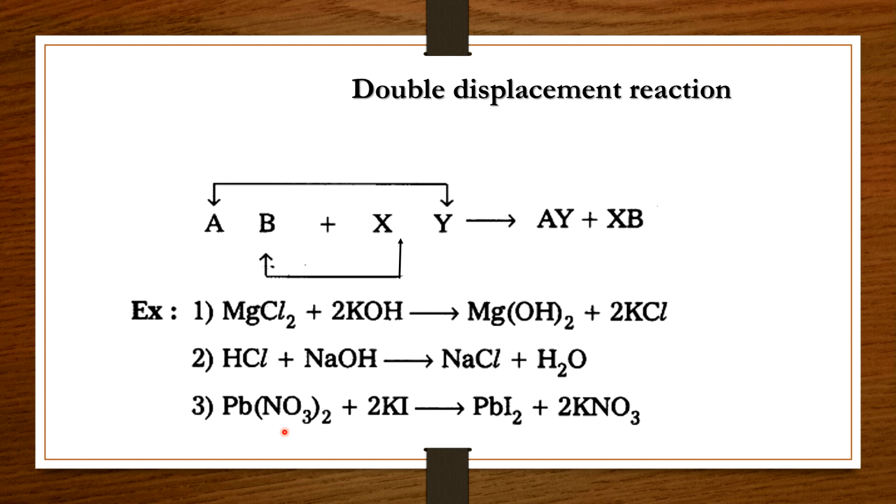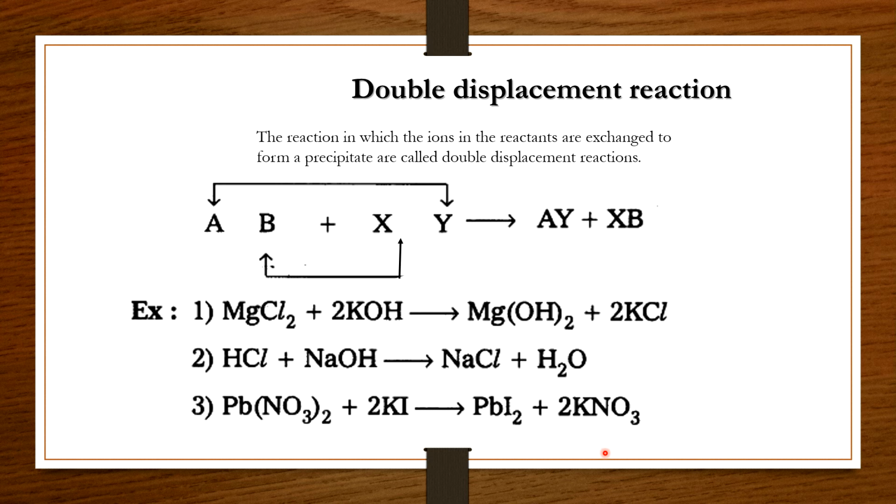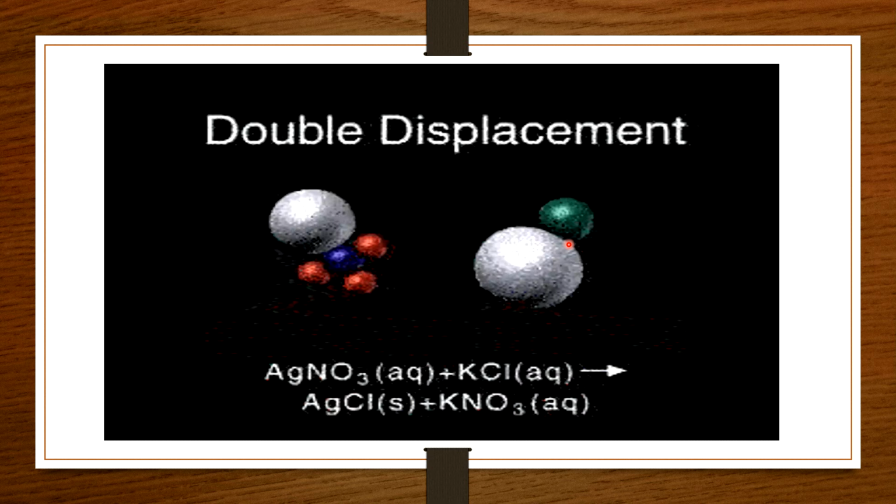Also a third example, Pb(NO3)2, lead nitrate, plus potassium iodide. Okay, so this Pb combines with iodine, it will form lead iodide plus KNO3, that means potassium nitrate. So how to define this double displacement reaction? The reaction in which the ions in the reactants are exchanged to form a precipitate. So this type of reaction is called a double displacement reaction.